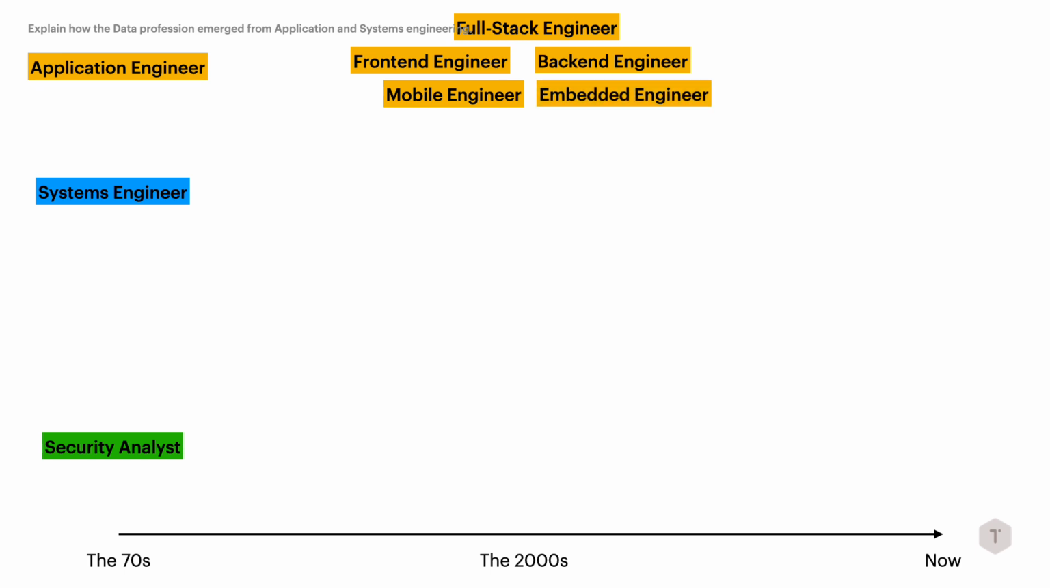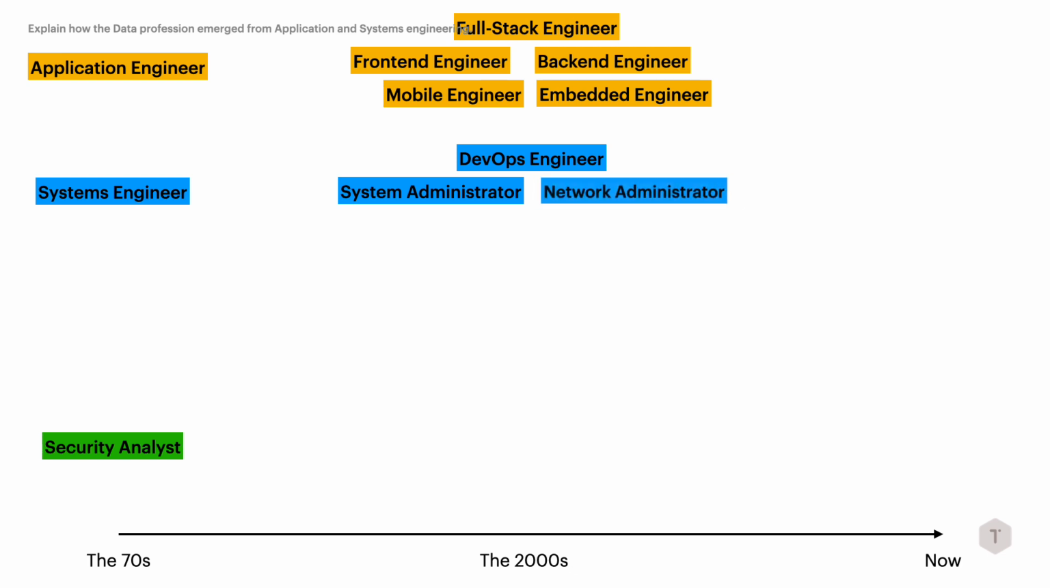Around the same time, the system engineer role group divided into 2 groups. One who wrote software to manage machines, and one who just managed the machines. The first group, that's the people who wrote software to manage the machines, is known as DevOps. The second group, who use software to manage machines, but they don't necessarily write that software, is known as administration. That's system administrator or sysadmin, network administrator, database administrator, and so forth.